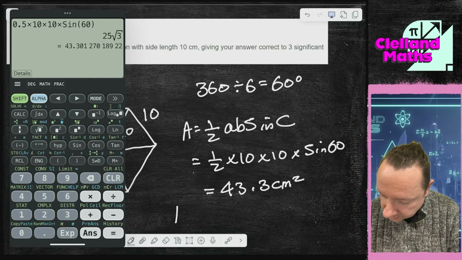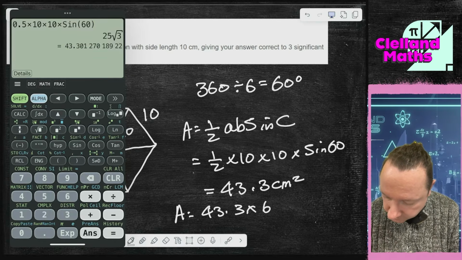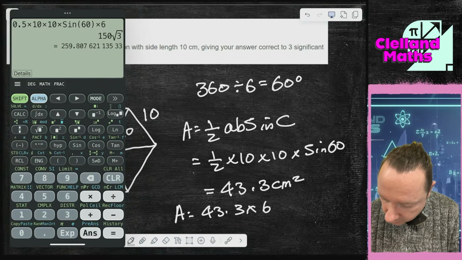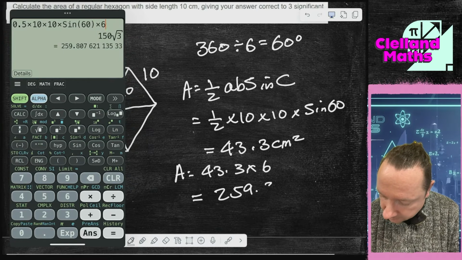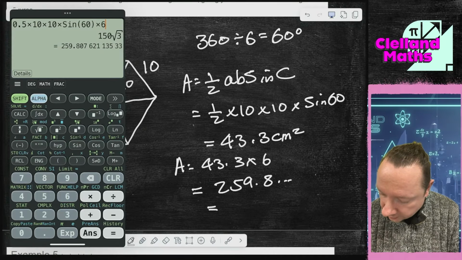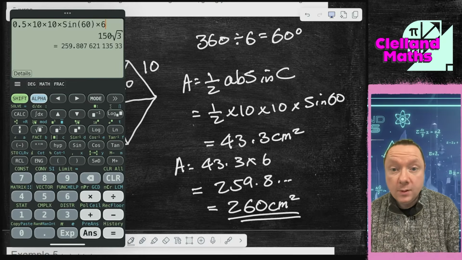So times them by 6, our area is 43.3 times 6, 259.8, and then it was to 3 significant figures, so that is just 260 centimetres squared, and we're done there.